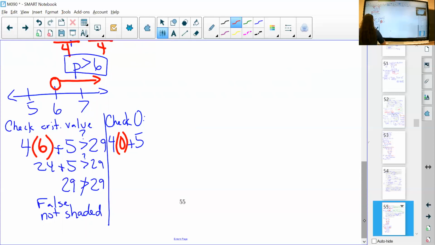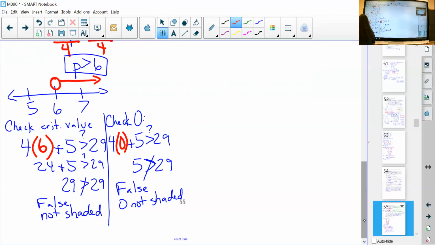4 times 0 is 0 plus 5 is 5, so I have 5. Is that greater than 29? Well, no, it's not. That's a good looking sign. So 5 is not greater than 29. This is also false. 0 should not be shaded. So 6 should not be shaded, and 0 should not be shaded. In fact, 0 would be way over here. It is not shaded, so we did it correctly. Not only did we find the critical value, whether it's open or closed correctly, but we figured out which way the arrow goes. Because 0 is false, the arrow goes away from 0.